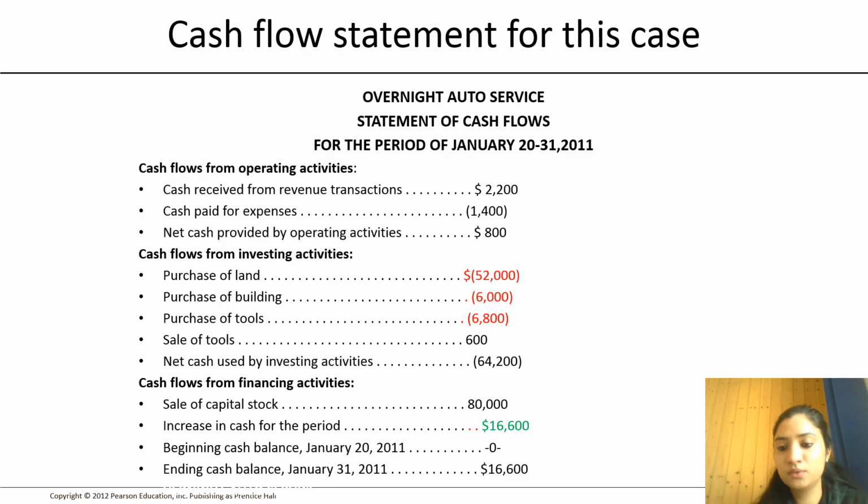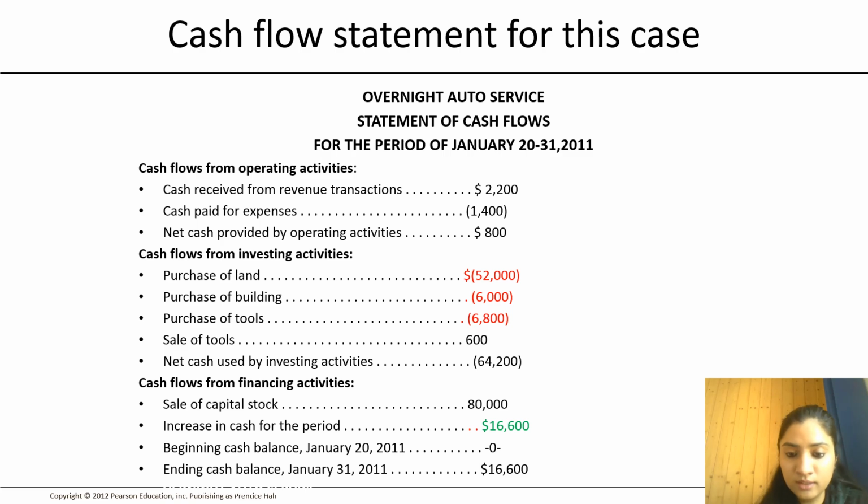However, what are the operating activities? Operating activities are the ones that are done in day-to-day life. For example, cash received from sales was 2,200. Cash paid for expenses was $1,400. So the cash obtained from operating activities is $800. What could the financing activities look like? $80,000 he achieved from the sale of capital stock. The increase in cash for the period is 1,600.